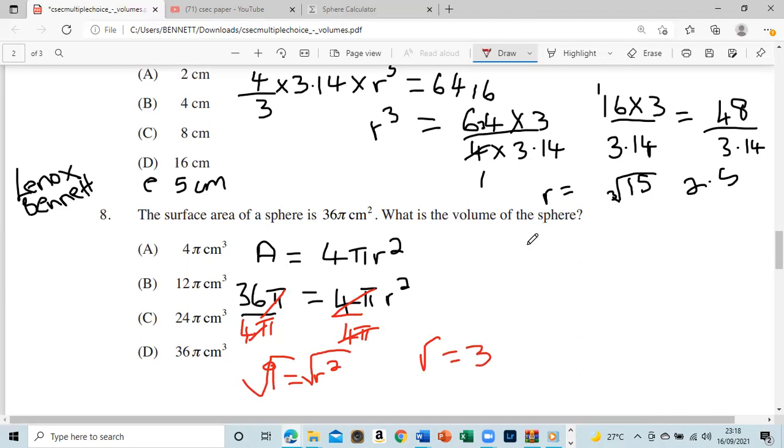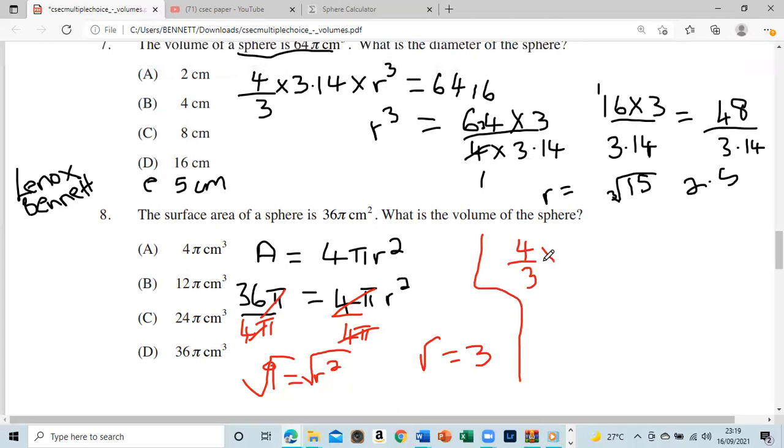Now we find the volume. Remember the next formula for the volume: 4 thirds times pi r cubed. Remember this was the first one. So it's 4 thirds, put the pi also, times 3 cubed. We multiply 3 by itself 3 times.